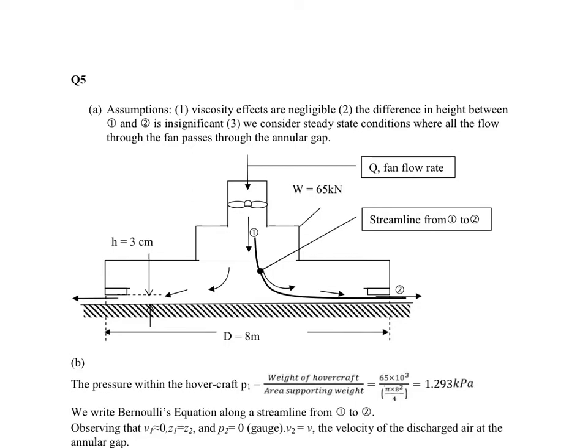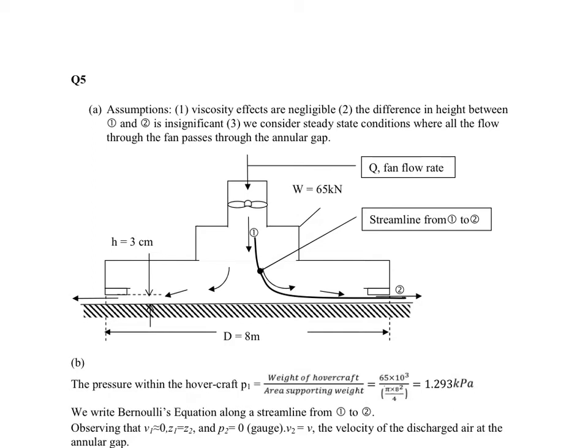The air is discharged at high velocity through a skirt or annular gap. The gap is 3 cm as indicated here. The hovercraft weighs 65 kilonewton, and the diameter of the skirt, that is from one end to the other end, is 8 meters.